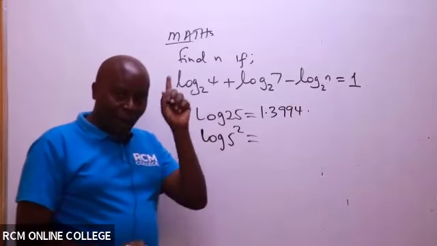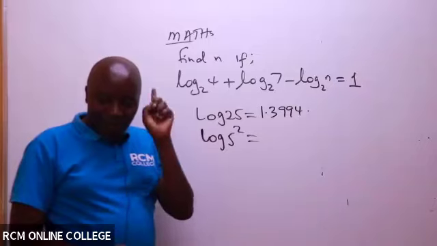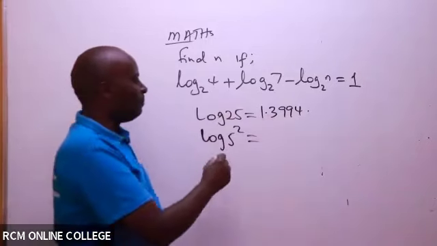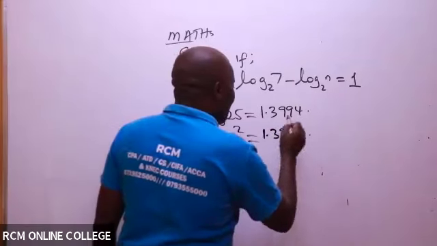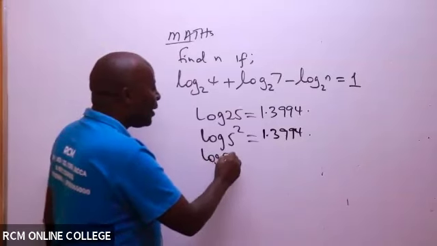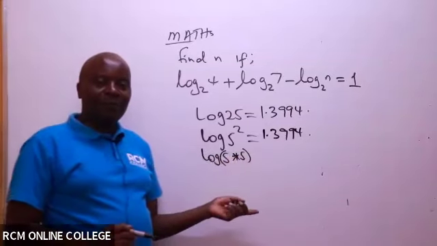Log 5 squared. Is it the same? Log 5 and then square. Same as this. Great. Thank you so much. So you see, log 5 squared is the same as saying log 5 times 5. You see, 5 times 5.